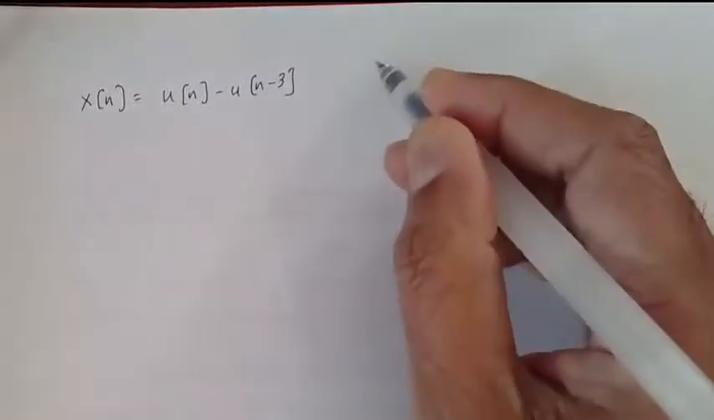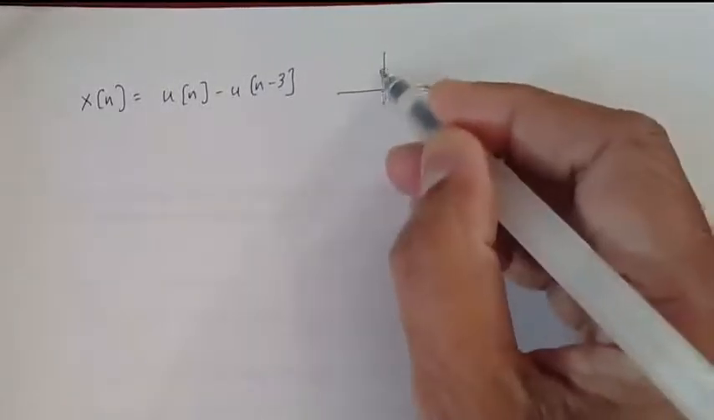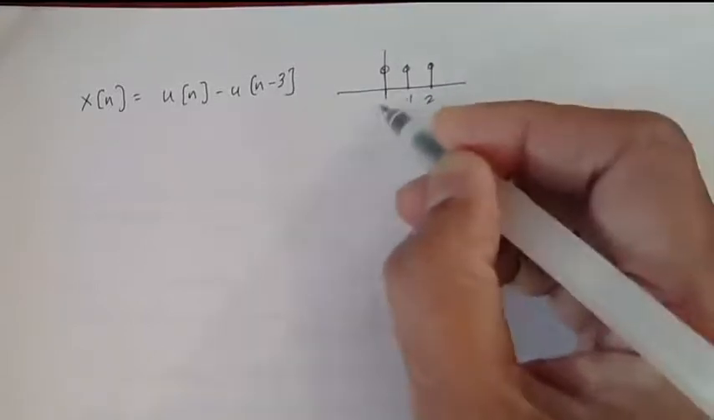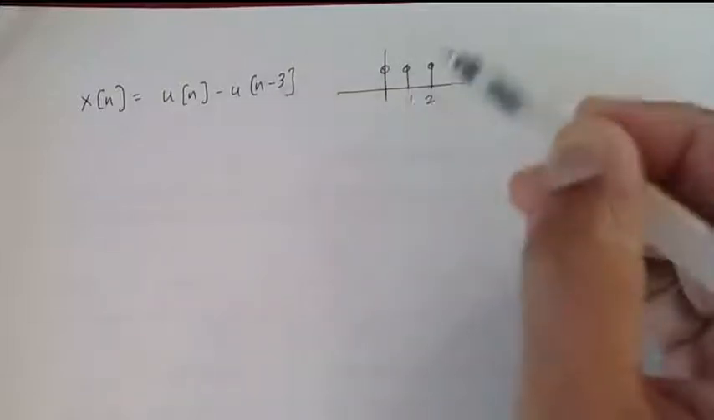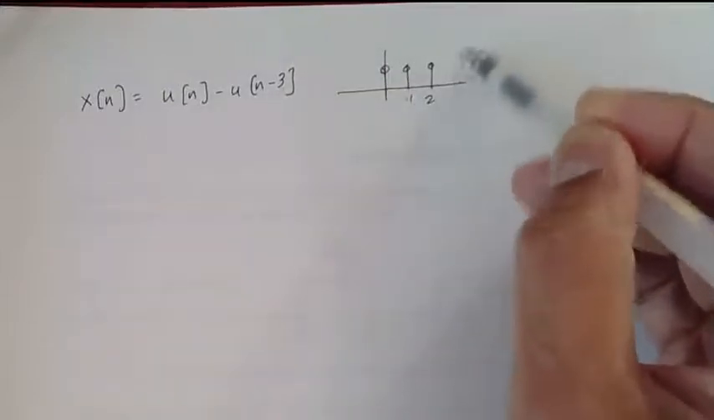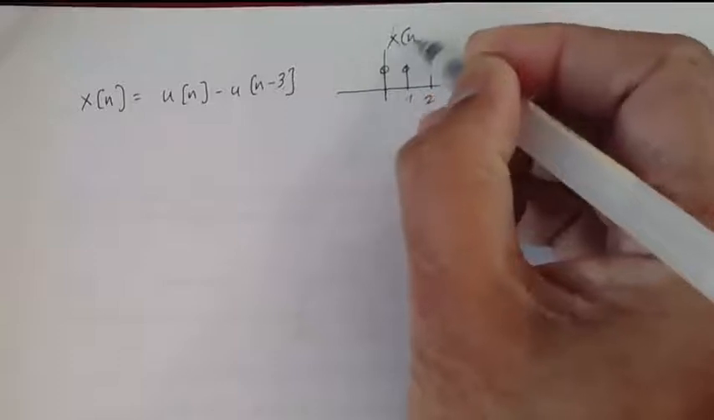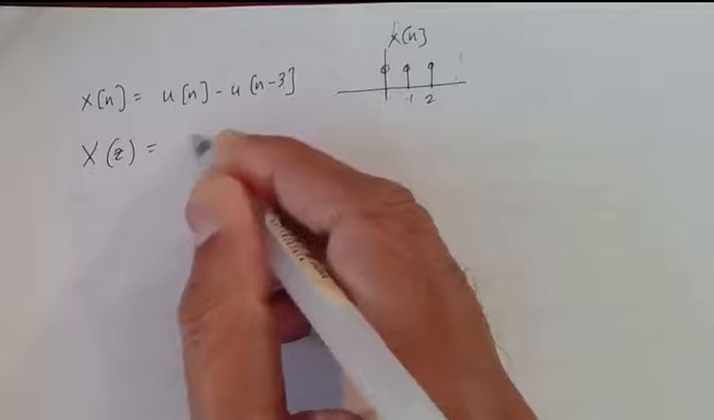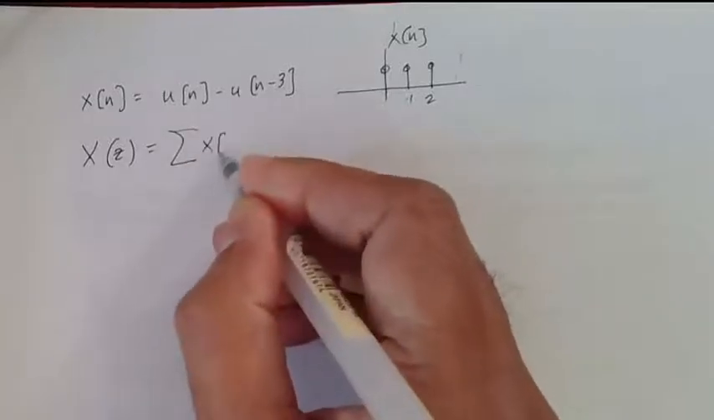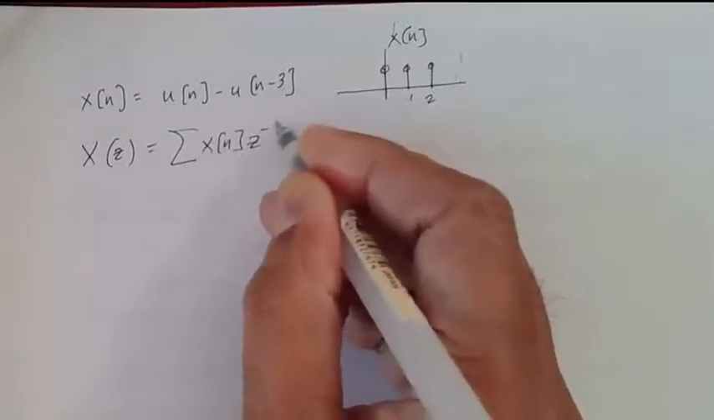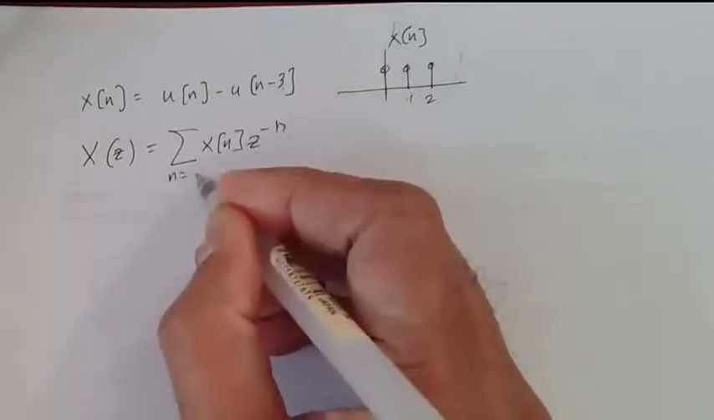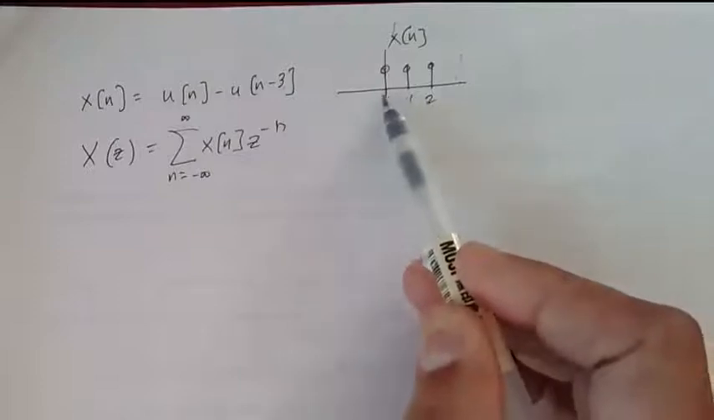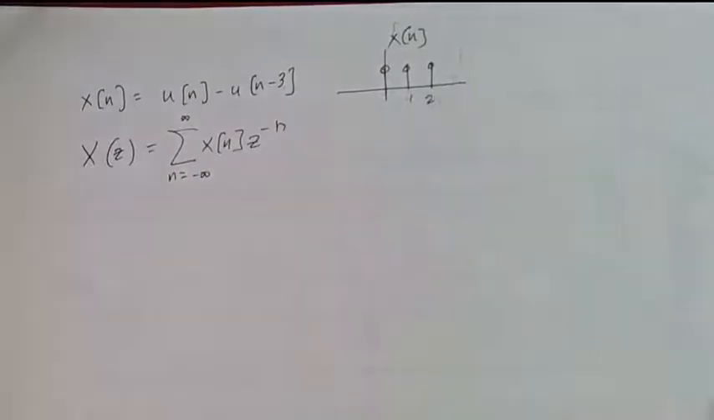Okay, so that's just u of n 0, 1, and 2, right? Because we won't have 3 here. So this is x of n. And x of z is equal to summation x of n z to the minus n, goes from minus infinity to infinity, but x of n is non-zero only for n equals 0, n equals 1, and n equals 2.